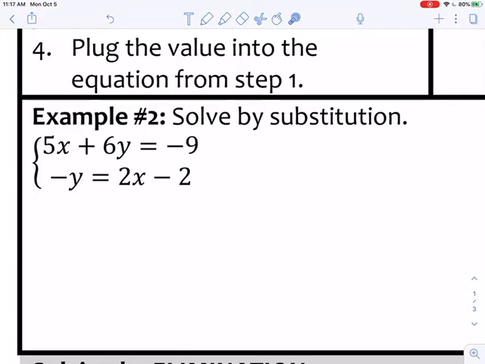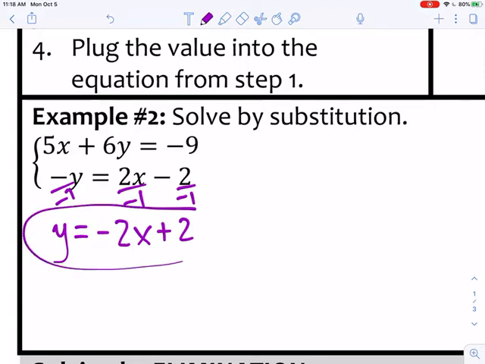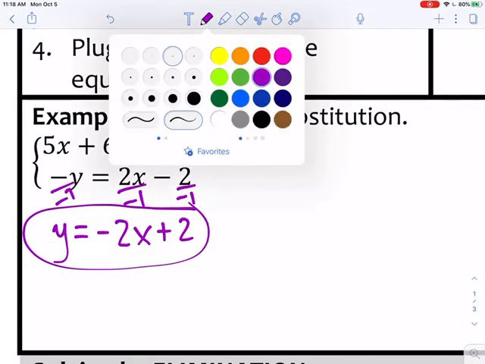So on this one, I'm really stinking close to being able to get a y equals that I can plug in. So I almost have my variable by itself. So I'm going to take this negative, and I'm going to divide everything by a -1. And that's going to get us positive y is equal to -2x plus 2. Now we can use this equation, and we're going to go ahead and plug it in to the y in our other equation.